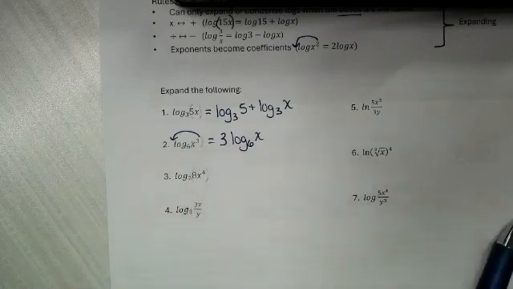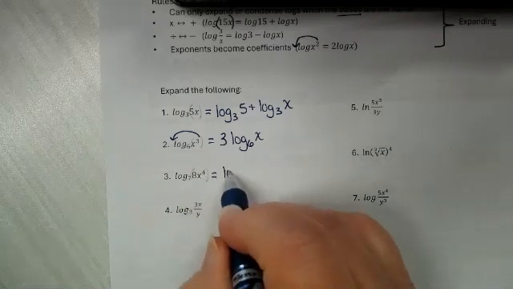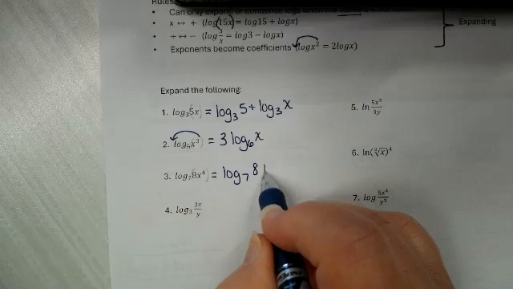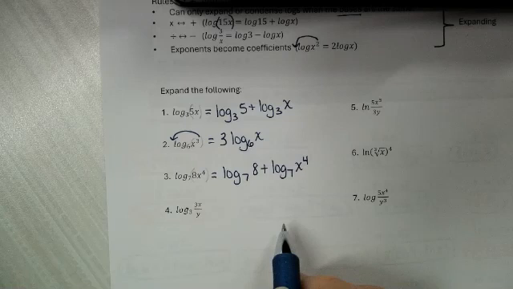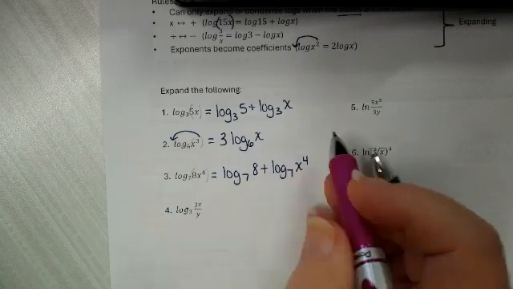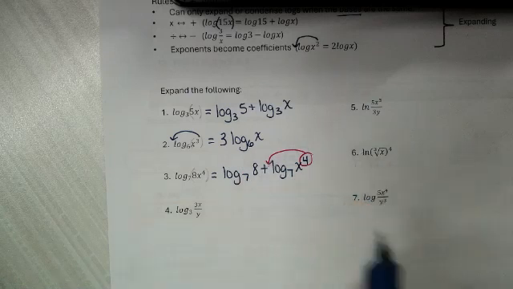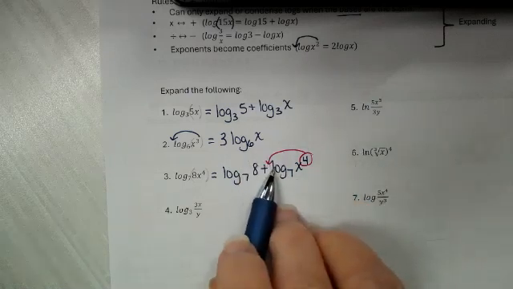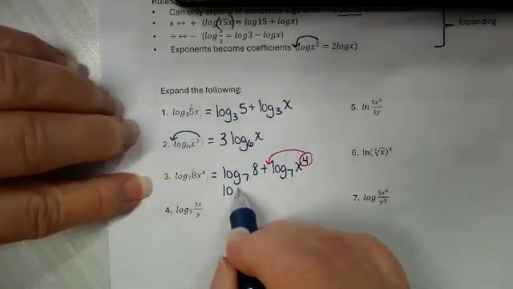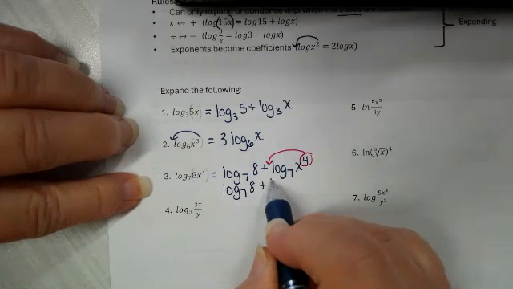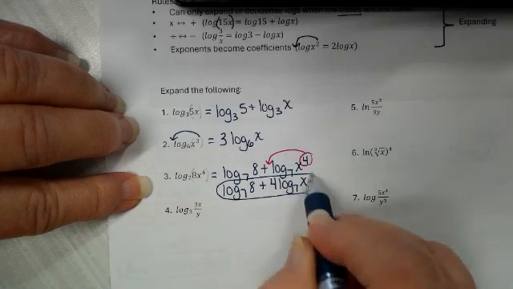Next, we've got log base 7 of 8x to the 4th. So we're going to split that up into log base 7 of 8 plus log base 7 of x to the 4th. Now you might notice, well, I have an exponent on this one. Aren't I supposed to pull that out in the front to be the coefficient? Yes, you are. Notice it's only the coefficient in front of the log base 7 of x, because the 4th power only went to the x, not to the 8. So we'll say log base 7 of 8 plus 4 log base 7 of x. That would be our answer there.